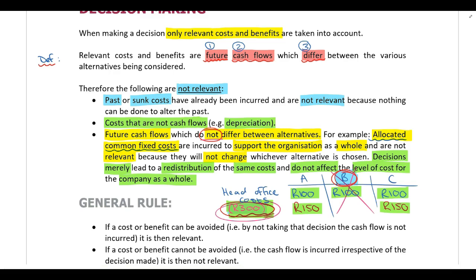So it's very common in decision-making questions that you will come across allocated costs. And please note, guys, wherever you see an allocated cost in a question, it is never relevant because it does not differ between the alternatives.